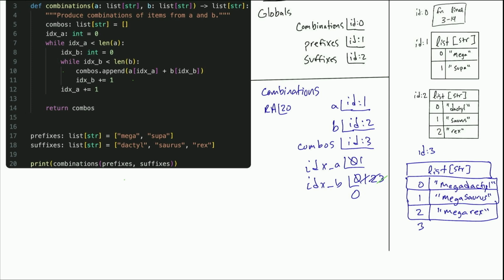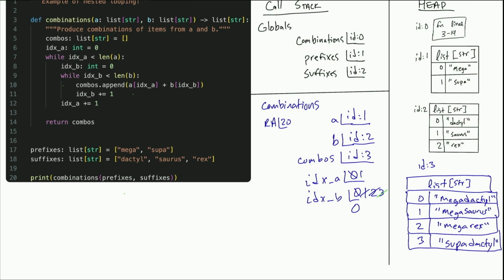So list index 3 is supa dactyl. Right? And the next thing we do is we increase B by 1. So B is now 1. We go back up and we test is 1 less than 3. That's still true. So we append IDXA, which is supa, with the next index of B, which is saurus. So supa saurus, because A's index is 1, B's index is now 1 as well. So we combine these 2, and we're going to add that to our list here. So we're going to append the item supasaurus.